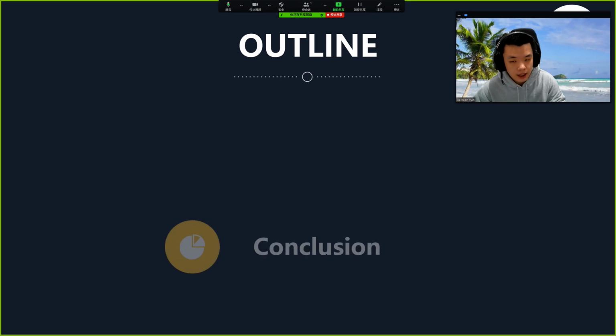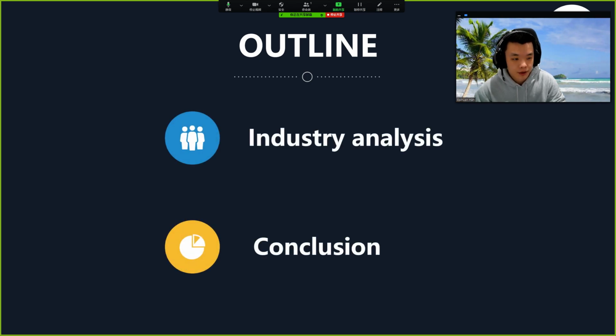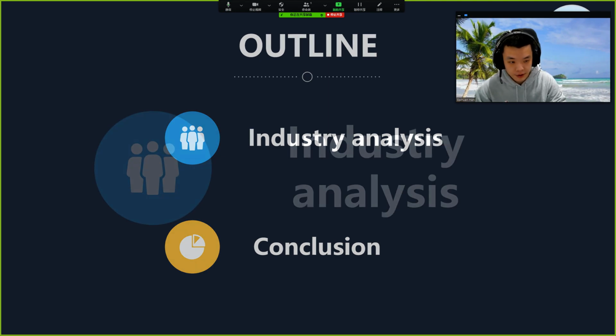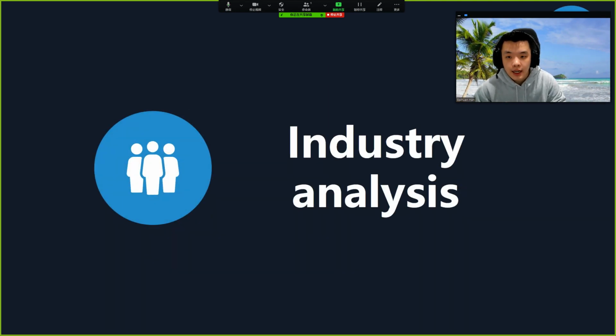So this is my outline. Firstly, I will do the industry analysis and conclusion. I think the industry will experience four effects. The first is a weak rent market, and the population rent dropped too fast. Then no one wants to supply them with houses.